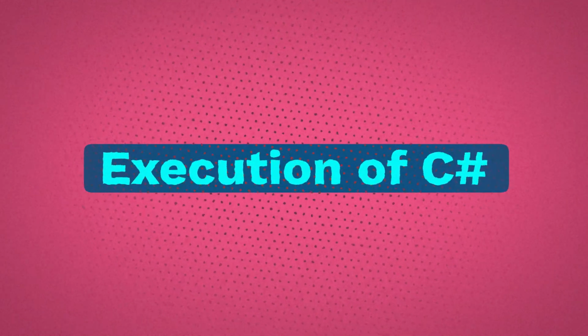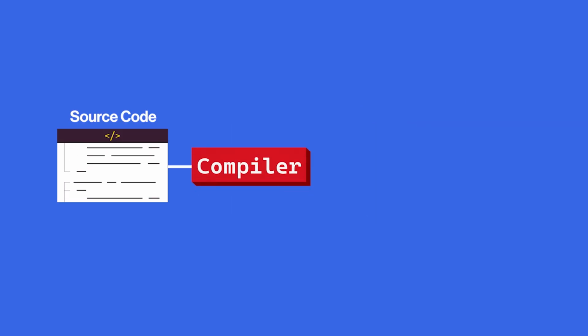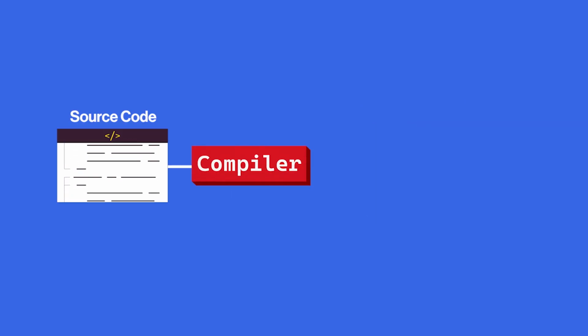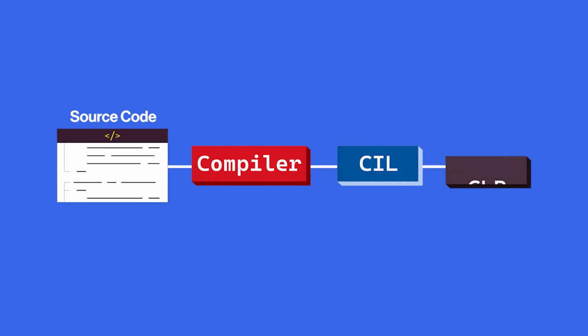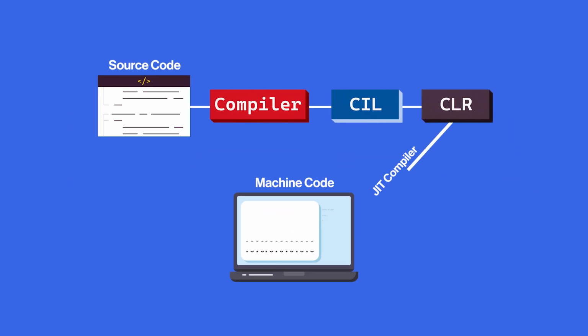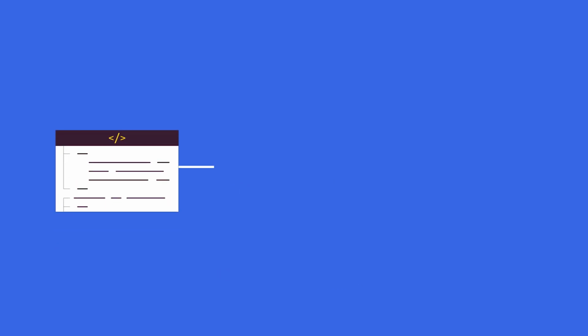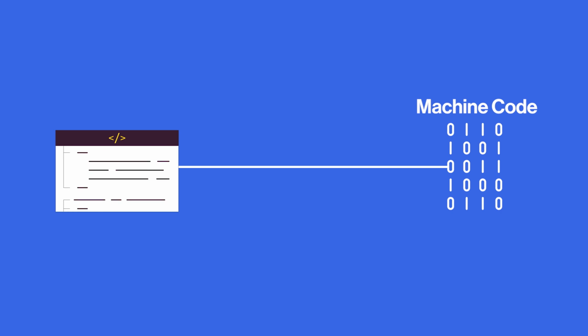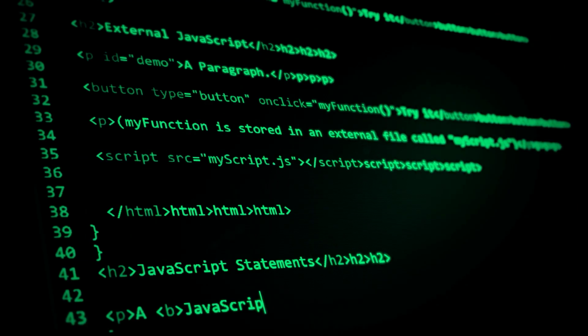The execution process in C# involves several steps. The source code written in C# is compiled into Common Intermediate Language, CIL, by the compiler. The Common Language Runtime, CLR, processes the CIL using the just-in-time JIT compiler, converting only the required portion of the code into machine code. This machine code is then executed by the CPU. This process ensures efficient and optimized execution.